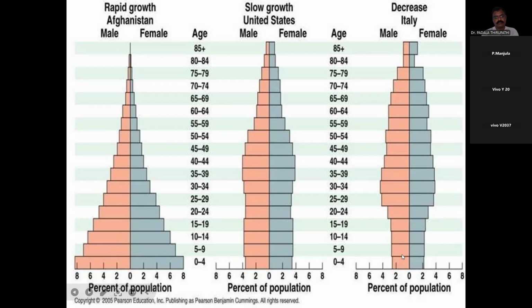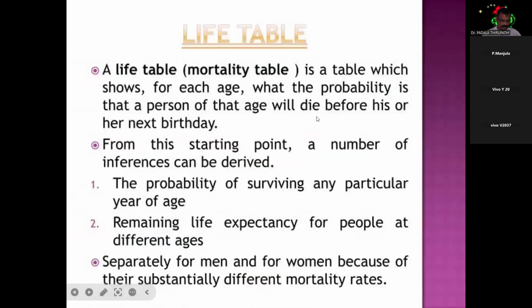Here the pre-reproductive group is less when compared to the reproductive age group, and the post-reproductive age structure is also less. So these are the different rapid growth, slow growth, and decreased growth we can observe in different areas or different countries, and in different organisms it may also vary.